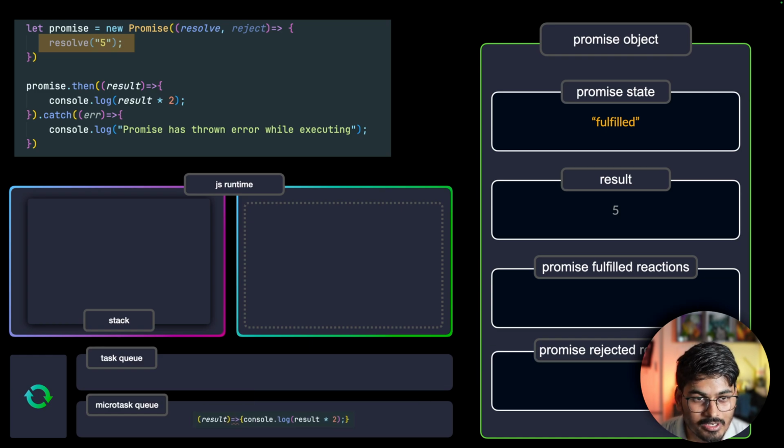What will happen here? The result that is resolved as 5 will be pushed to this callback, right? And this microtask queue is also loaded into the memory, and the event loop looks for any result if present, right? It will see if there is any callback present. There is one callback, it will schedule that, push it to the stack, and run it, right? So this is how promises run.